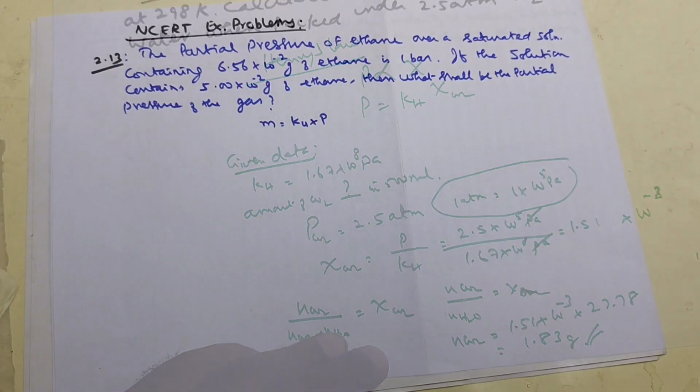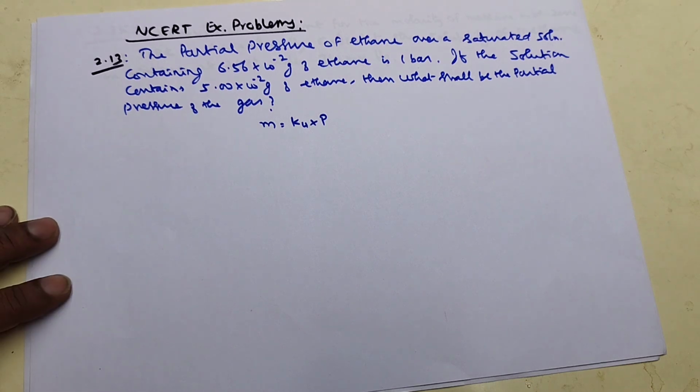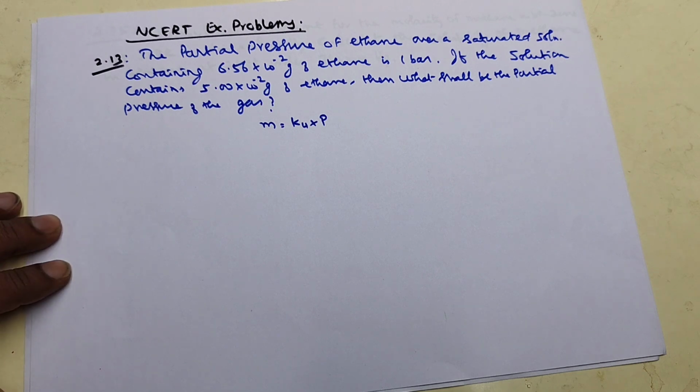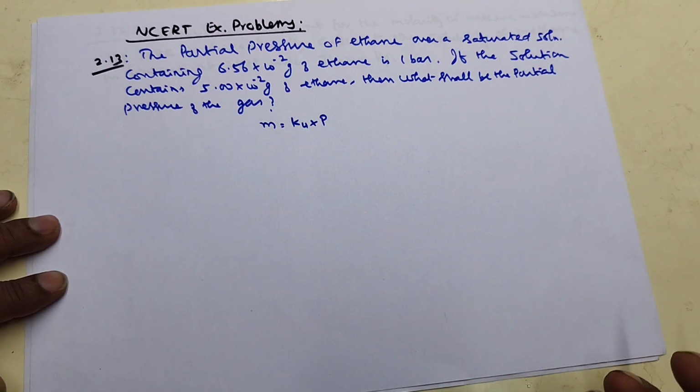That's the answer. Another NCERT problem is 2.13. The partial pressure of ethane over a saturated solution containing 6.56 × 10^-2 gram of ethane is 1 bar. If the solution contains 5.00 × 10^-2 grams of ethane, then what will be the partial pressure of the gas, they are asking.